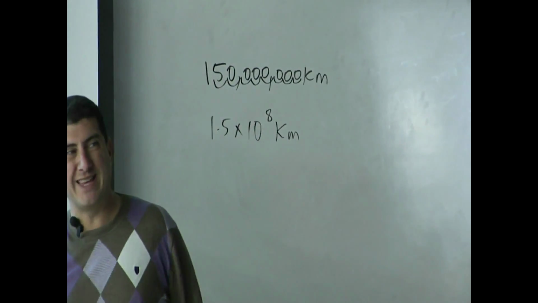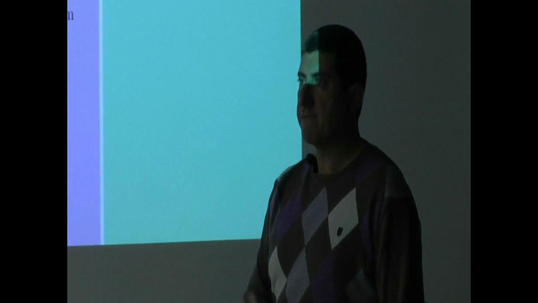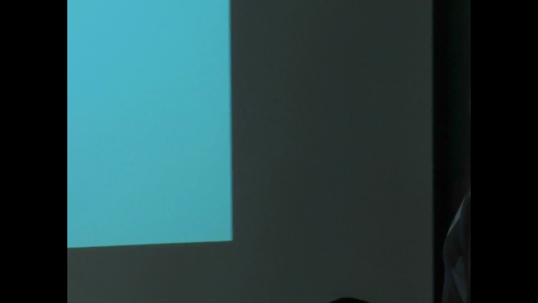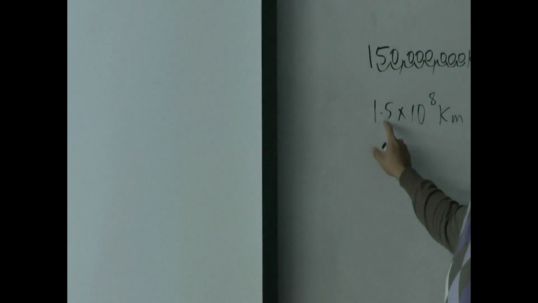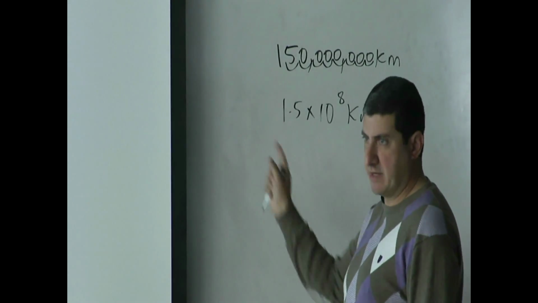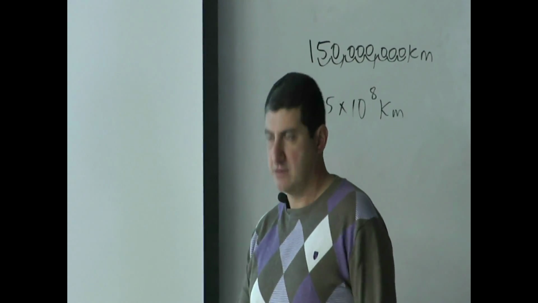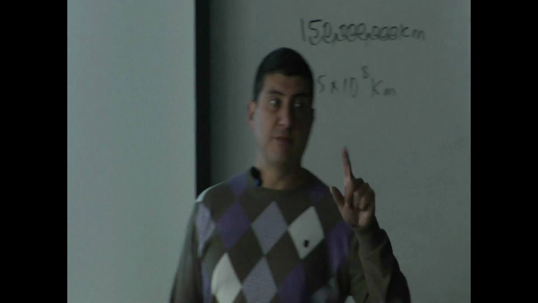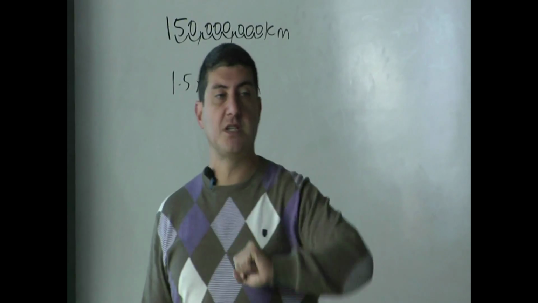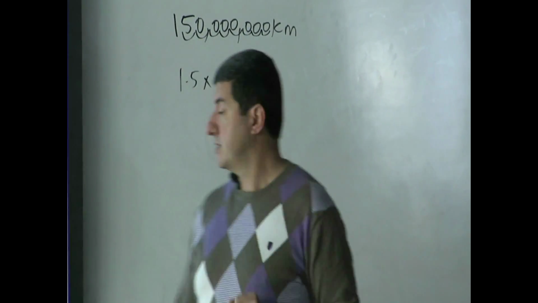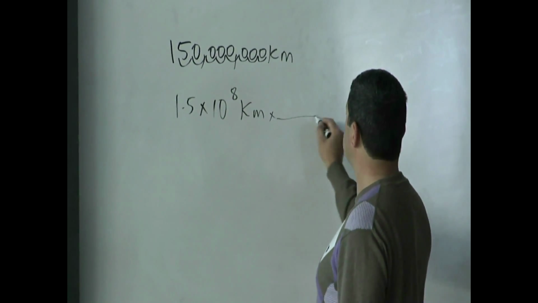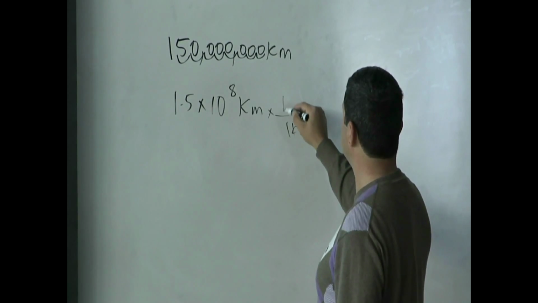1.5 times 10 to the 8 kilometers, right? You always put the decimal right after the first number. How many places do you have to go back? A lot of times if you look at data tables, they will also mention the distance in meters, not kilometers. So 1 kilometer is how many meters?